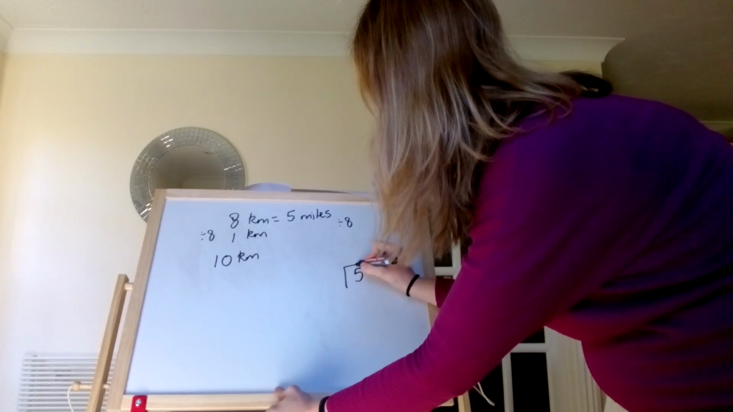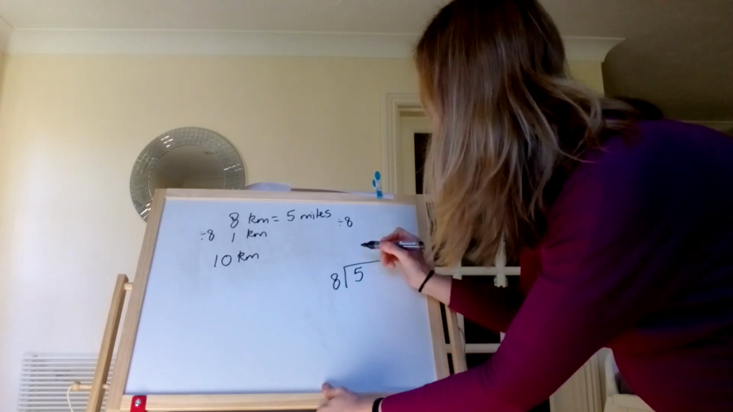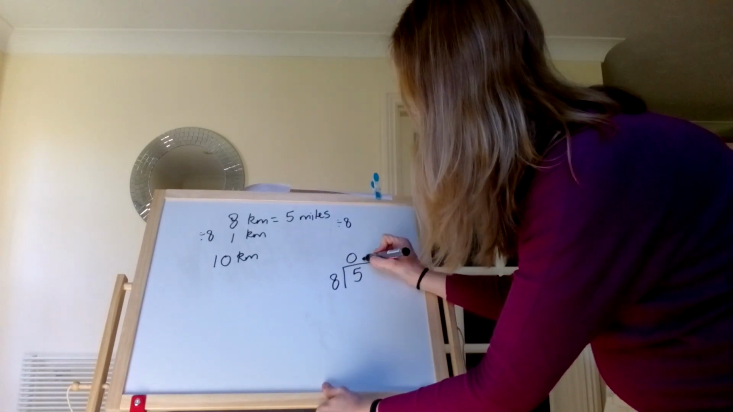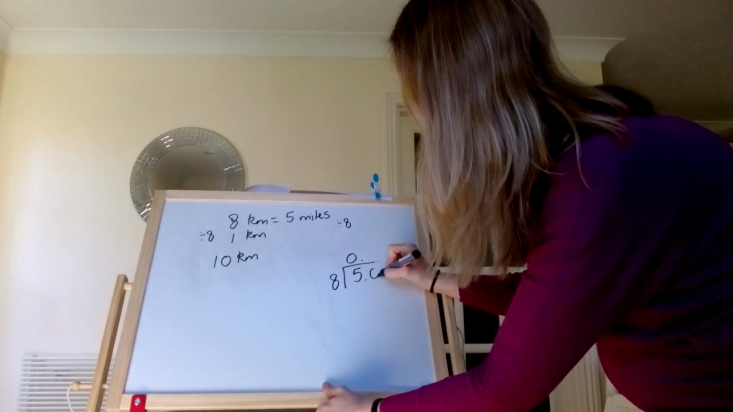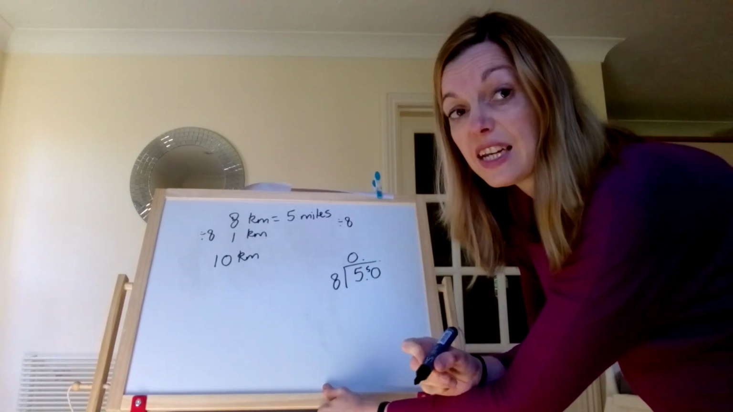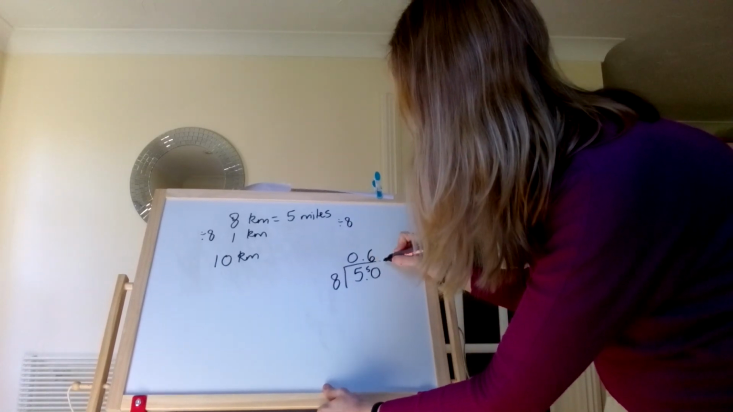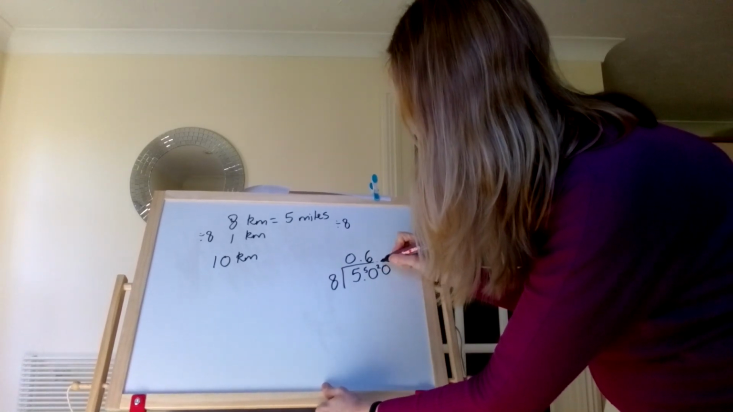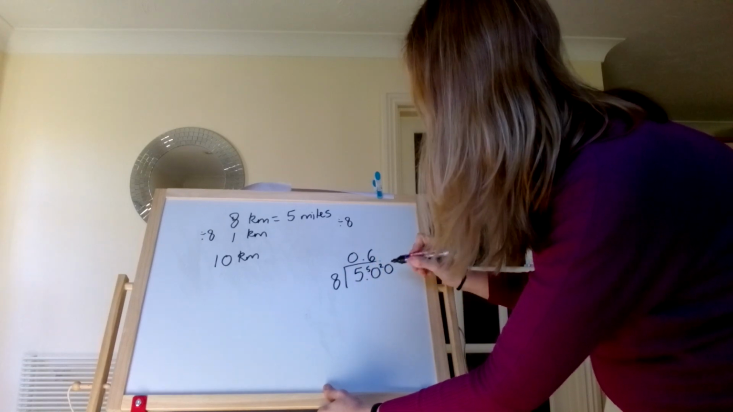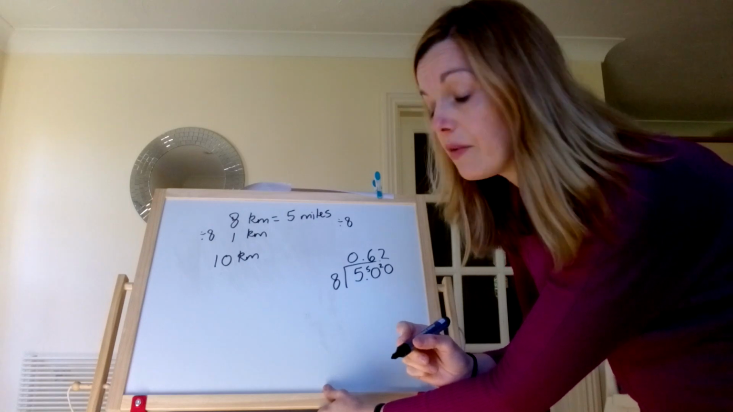5 divided by 8, bus stop. 8 into 5 doesn't go. Put a 0, put your decimal point and your 0. 8 into 50. Now the closest we can get is 48, which is 6 times 8. So I'm going to put my 6 up here, I put my 0, carry my 2. 8 into 20 would be 2. It would keep going. Okay, we'll go a bit further.